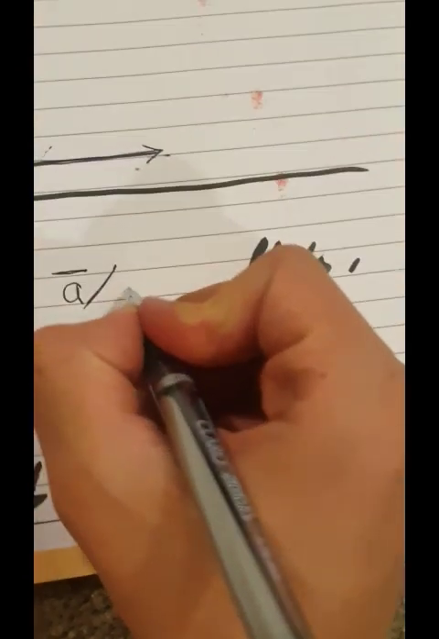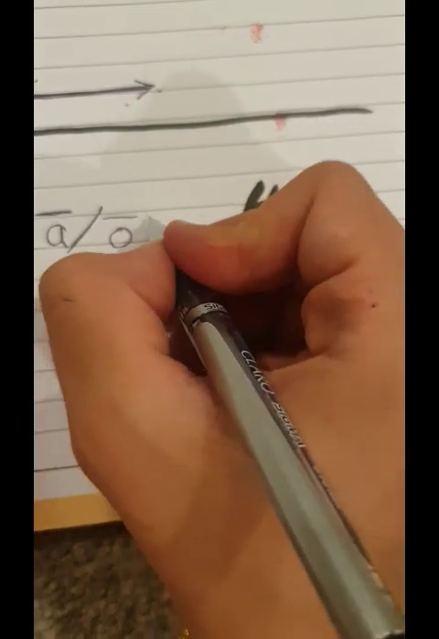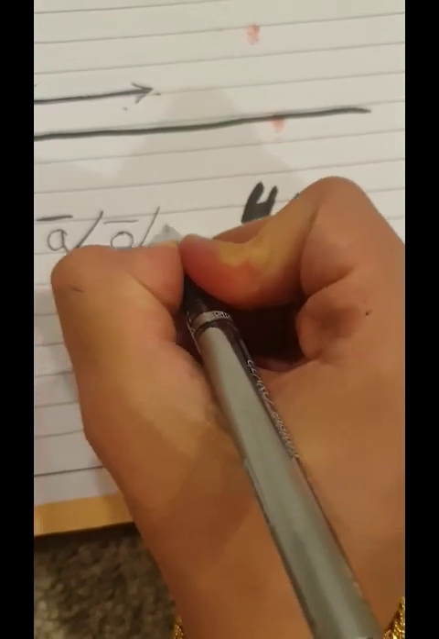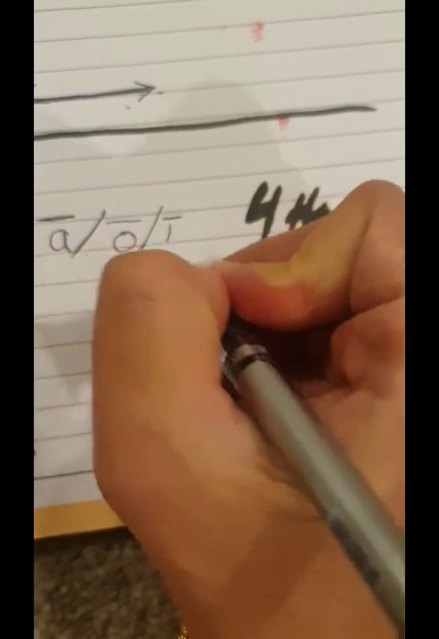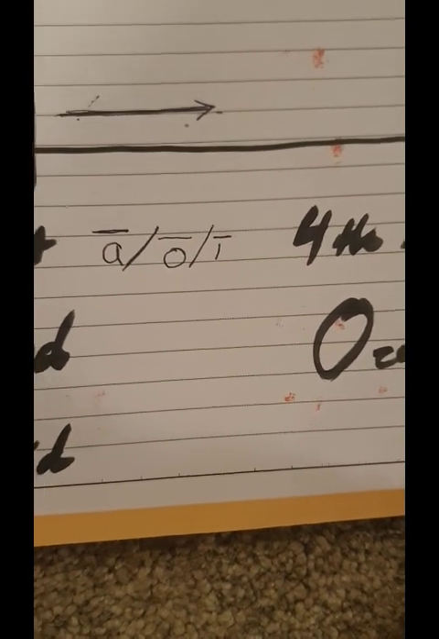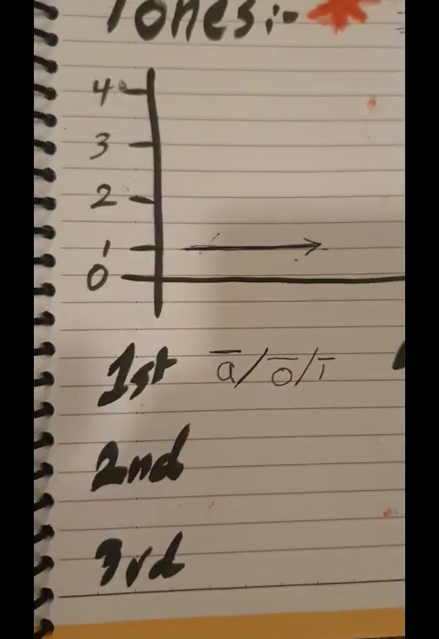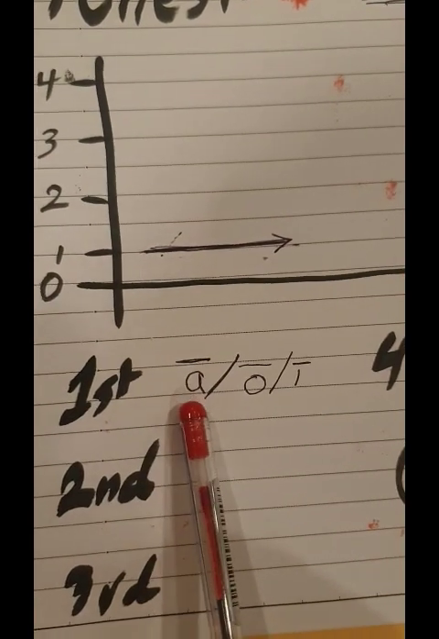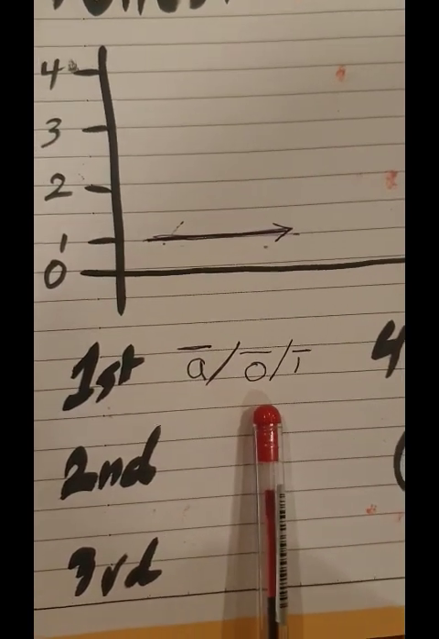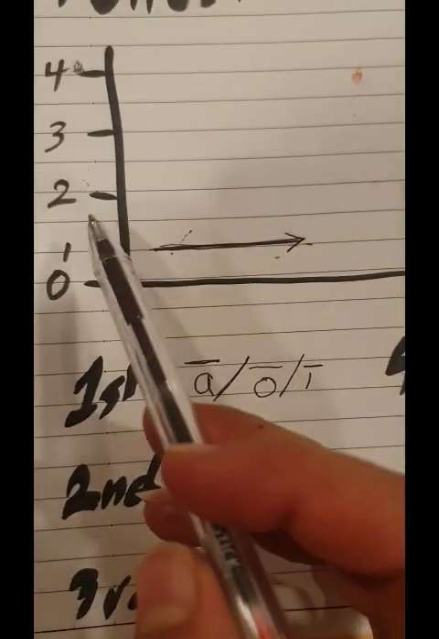O. With the letter E, notice that with the letter E, we remove the dot and we only put the tone. Okay? Let's repeat. A, O, E.